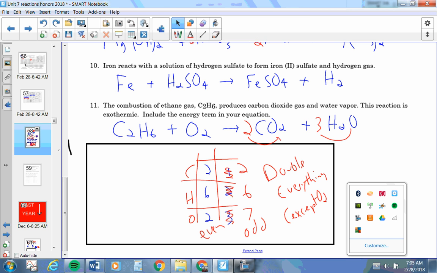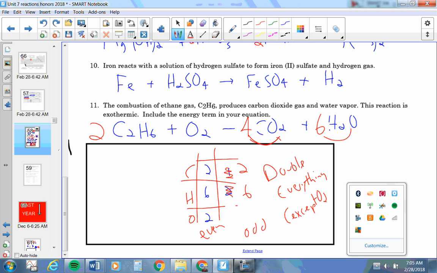I don't need 1 C2H6. I need 2 of those. I don't need 2 CO2s. I need 4 of those. I don't need 3 H2Os. I need 6 of those. Now recount the oxygens over on the right side. 4 times 2 is 8, plus 6 is 14. Now we have even and even. There should be something we can write right there that gives us a grand total of 14 on that side. Well, 2 times 7 is 14. That is balanced.